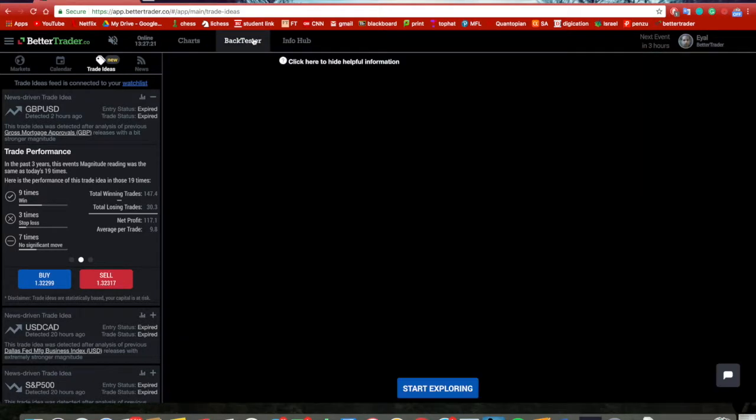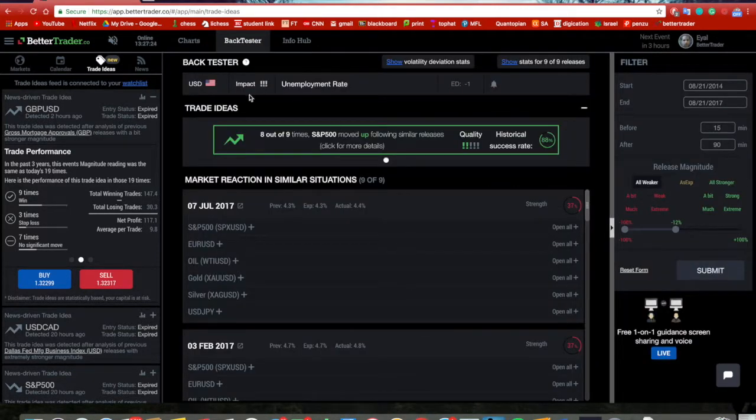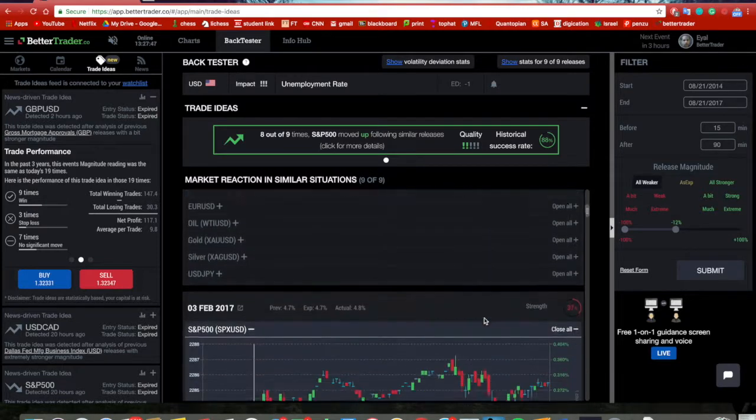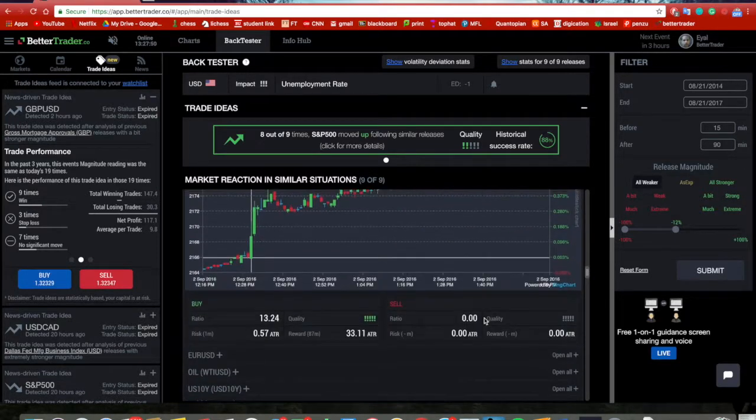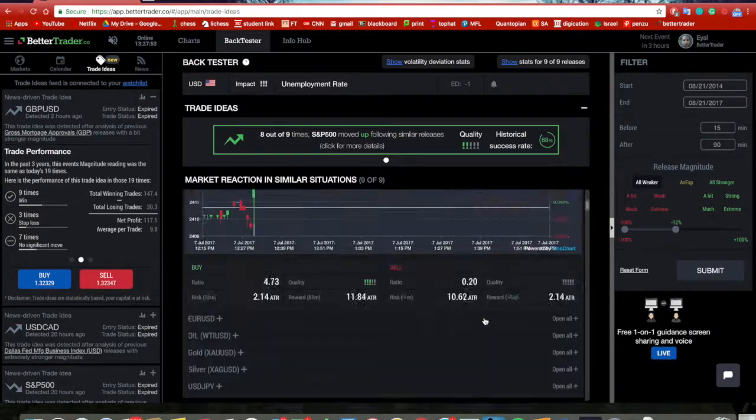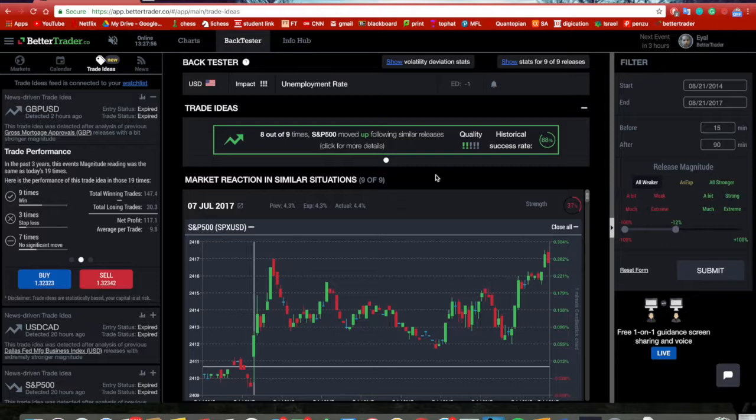Now the backtester is also very useful. So for example, you have the unemployment rate in America being released, and let's say it's weaker. So every time the unemployment rate is weaker than expected, 8 out of 9 times the S&P 500 moved up following that. So that's an 88% success rate, and you can look at the graphs of the S&P 500. See, going up, going up, going up. See, this is a trend, and this is statistically significant. So most people would choose to act upon it if, let's say, the unemployment rate was weaker than expected.